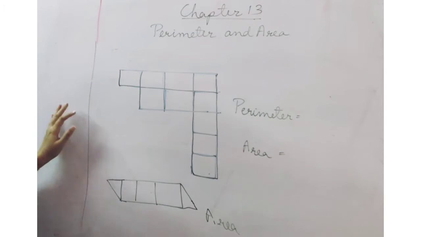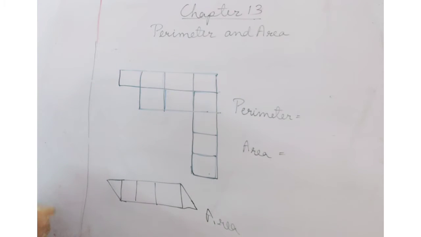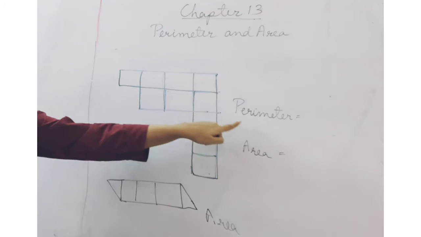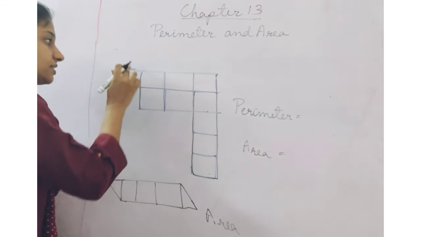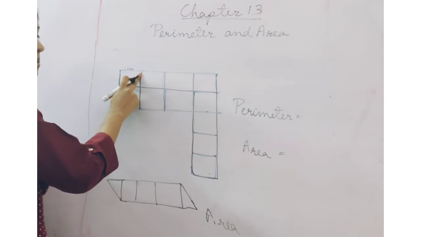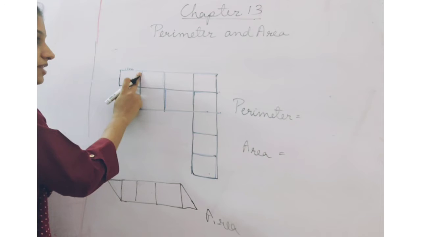Now we're going to talk about the perimeter and area of this particular shape. So the first shape is this one. When I talk about the perimeter here, each square is representing 1 centimeter. The side of one square is 1 centimeter. I repeat, the side of one square is 1 centimeter.